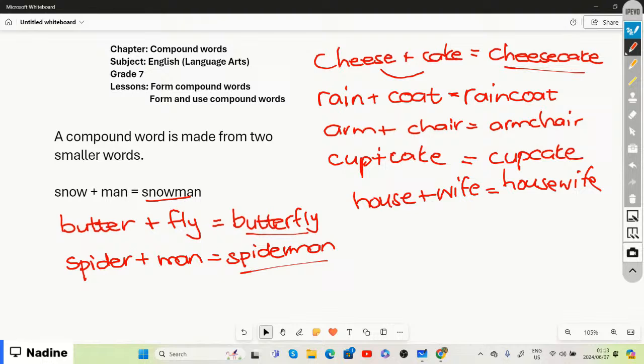So before we continue and before we go on to aplusstudents.ca, once again, we have our compound words, and we said compound words are words that are made up of two smaller words. Once you add or join those two smaller words, then we create one word.